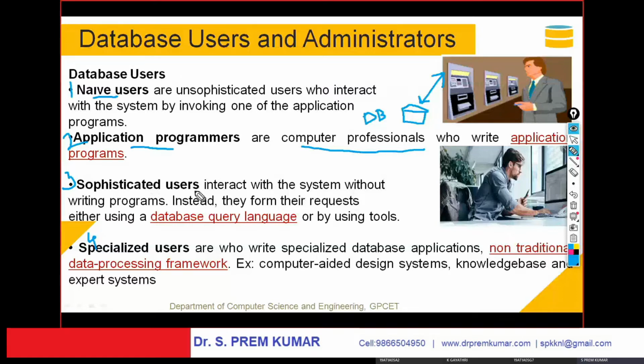Now, sophisticated users. The sophisticated users are those users who work with the database with the help of database queries. They don't develop application programs, but they know query languages. There are certain languages called database query languages, for example SQL, Oracle, Sybase, MongoDB, Ingres, Paradox, Informix, and Elastic databases. With the help of queries, they are able to interact with the database and manipulate the data, watch the data or process the data. So these are also sophisticated users. The name itself says they are sophisticated in their knowledge of how to access and manipulate the data. They are called sophisticated users.